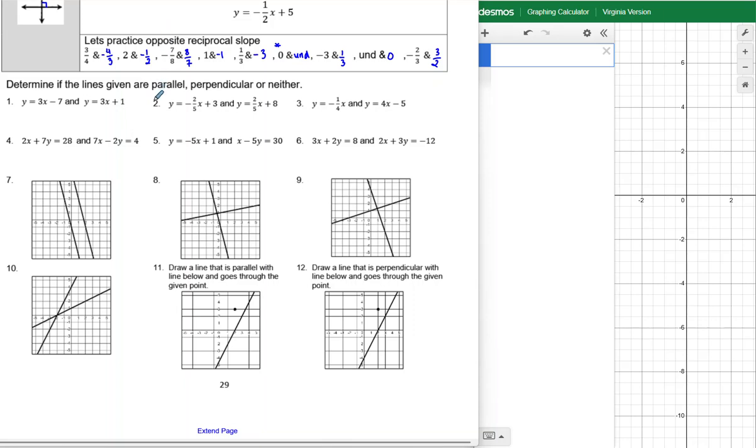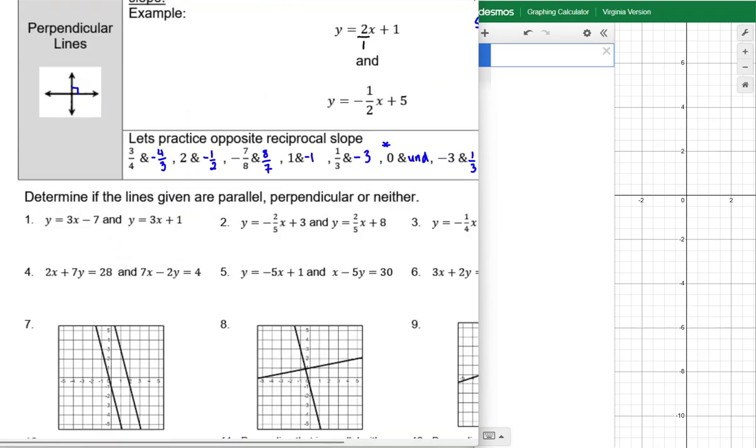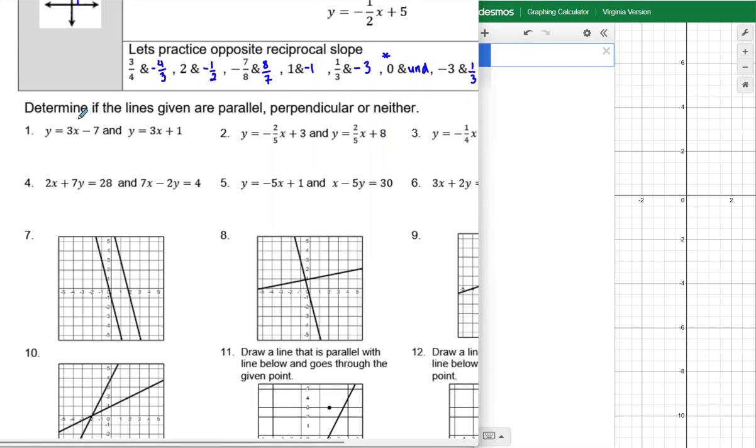All right, so in this case, we're just going to look and see if they're parallel or perpendicular. We're going to look at these two lines, okay? So if I look at this closely, I am looking at the slope, okay? So let me just highlight the slope. This has a slope of 3. This also has a slope of 3. They have the same slope, which means they are parallel lines. So same slope, parallel lines.